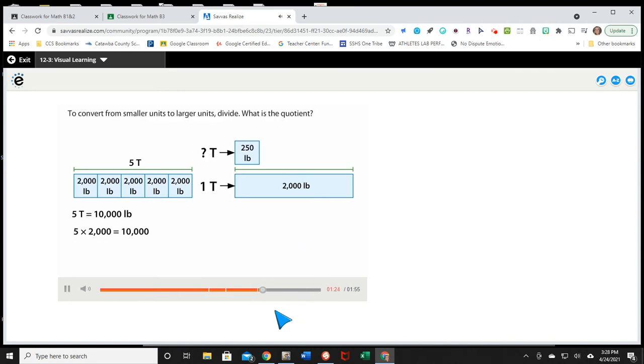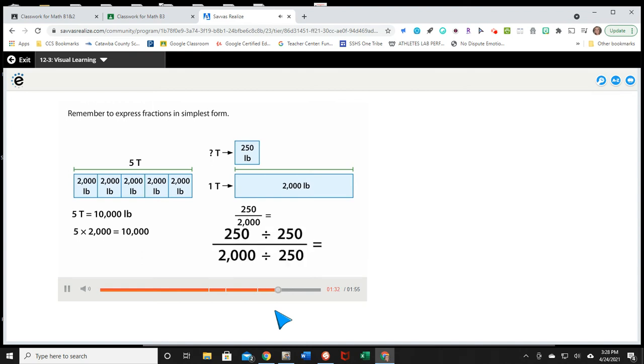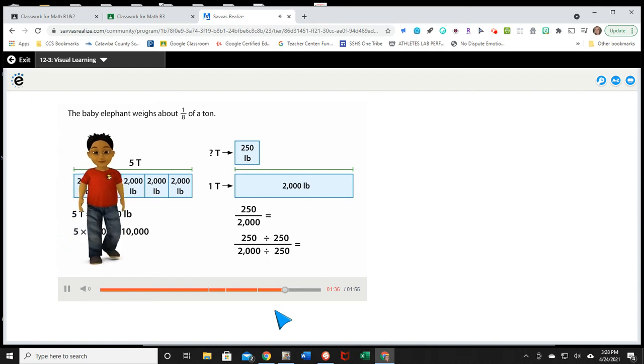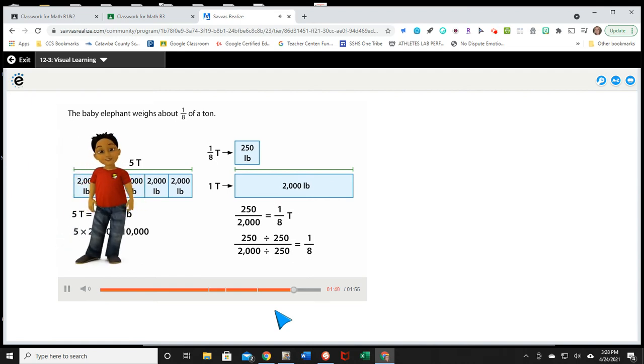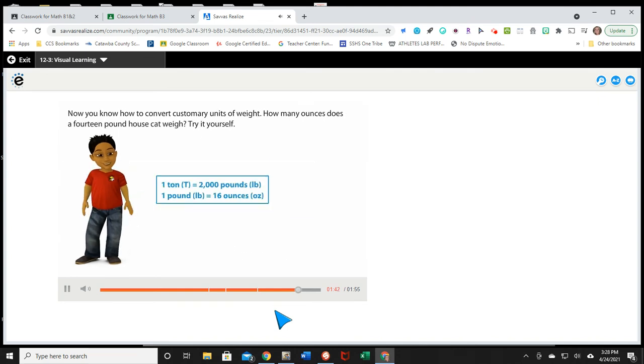To convert from smaller units to larger units, divide. What is the quotient? Remember to express fractions in simplest form. The baby elephant weighs about 1/8 of a ton. Now you know how to convert customary units of weight. How many ounces does a 14-pound house cat weigh? Try it yourself.